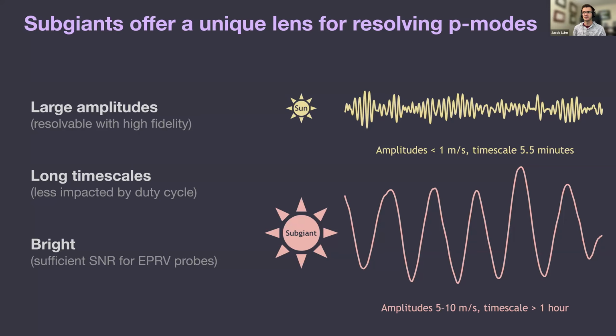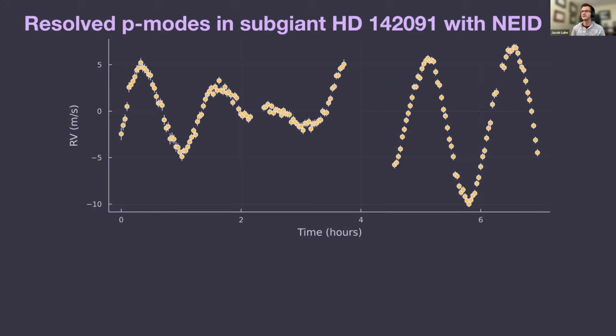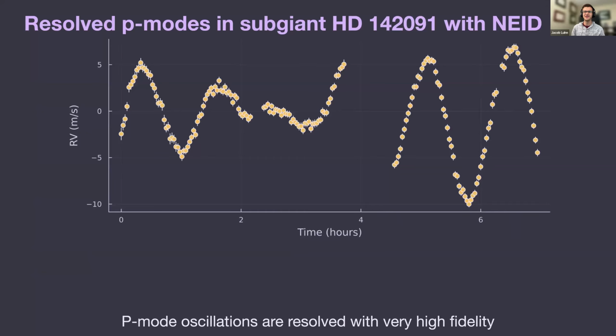And so you can see here on the right the typical time series from p-mode oscillations that you would expect for a sun-like star versus a subgiant. And so we can use the fact that these amplitudes are larger, the timescales are longer, to trace out these oscillations with really high fidelity on a subgiant star. So that's exactly what I did with target HD 142091 with NEID. We sat on it for almost a full night, interrupted just in the middle there with some intermediate cals, and we get really clean p-mode oscillation time series.